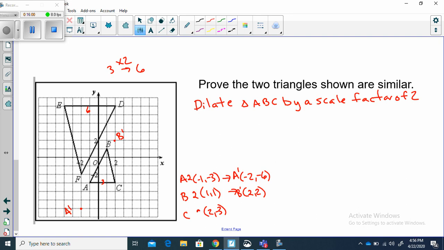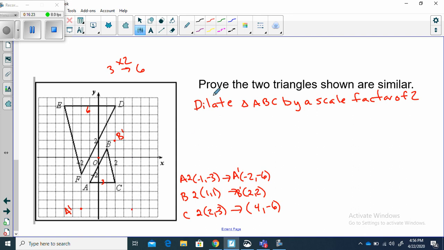So let's dilate it by a scale factor of 2. That means we multiply these coordinates by 2. Whenever we're dilating from the center of dilation at origin, we can do that. 2 times 2 is 4. 2 times -3 is -6. So that would be at 4, -6. 1, 2, 3, 4. 1, 2, 3, 4, 5, 6.